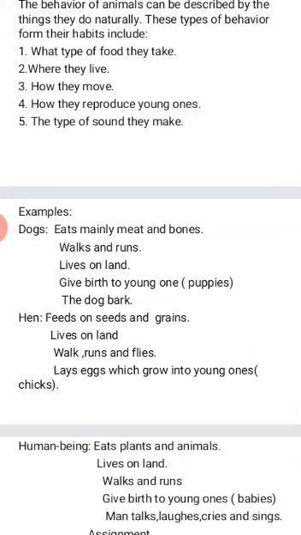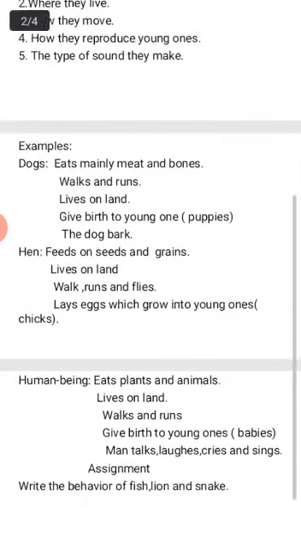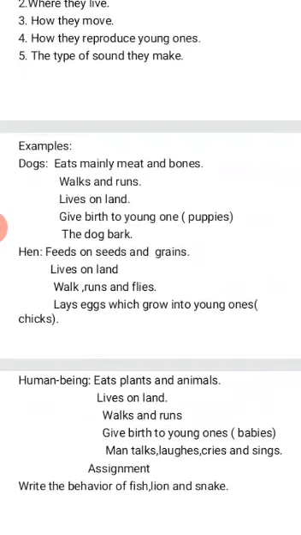Example, dog. Dogs can eat mainly meat and bones. The favorite food of a dog is meat and bone. Like us, we have our own favorite food. Each and every one of us has his or her favorite food, the food you like best. Likewise, the one for a dog is meat and bone. A dog cannot eat leaf, but it can eat meat and bone.